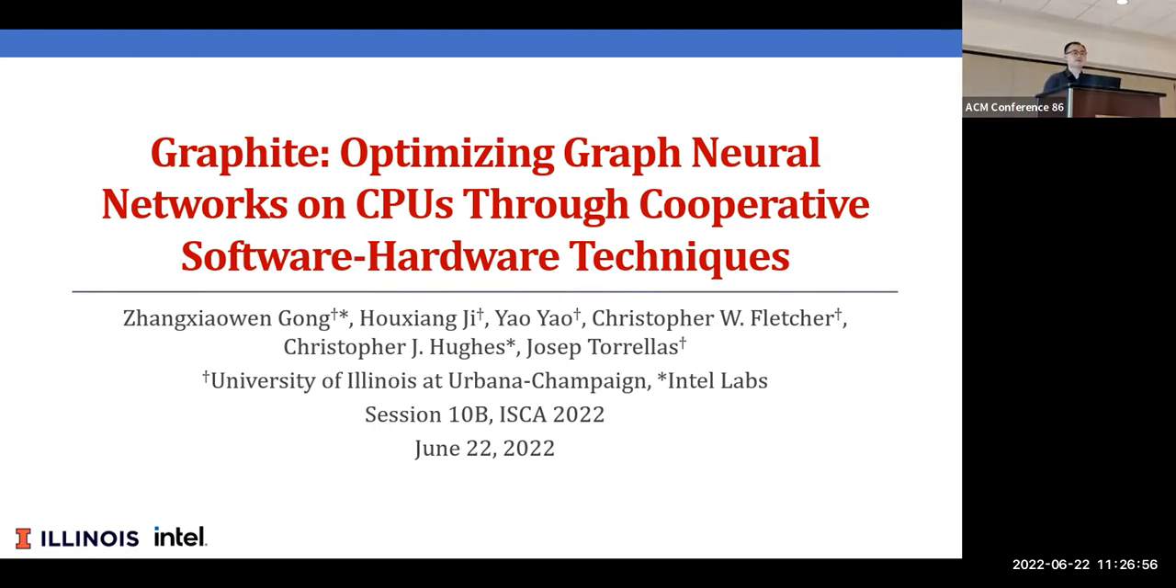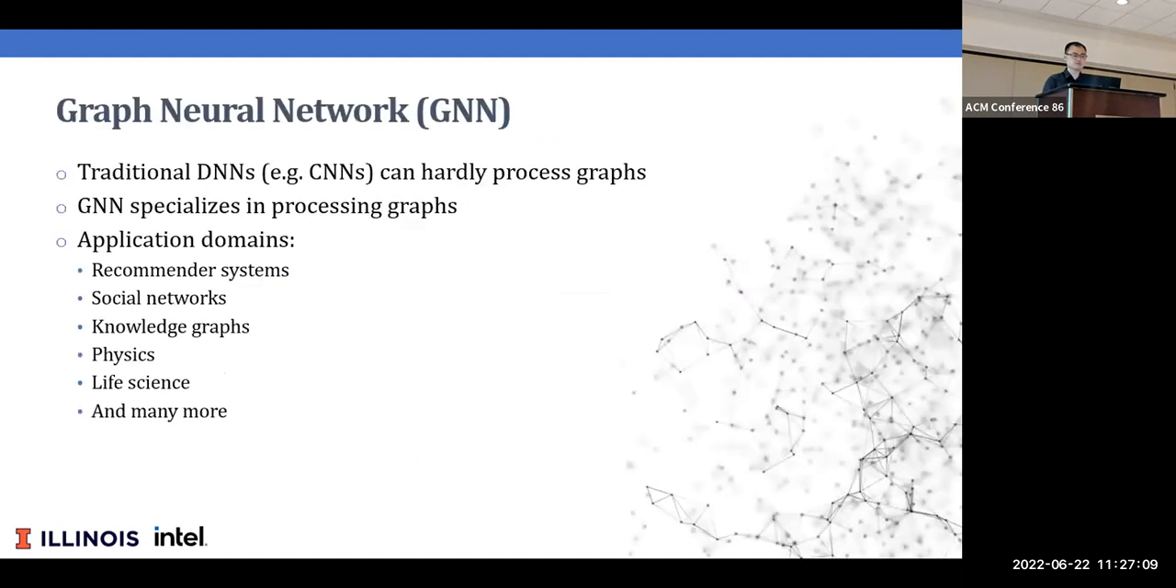Hi everyone. I am Zhangxiaowen from Intel and the University of Illinois. Today I'm presenting Graphite, optimizing graph neural networks on CPUs through cooperative software hardware techniques. So GNN is a type of DNN that specializes in processing graphs, which is a hard task for other types of DNN. It has wide application domains, including recommender systems, social networks, knowledge graphs, physics, life science, and many more.